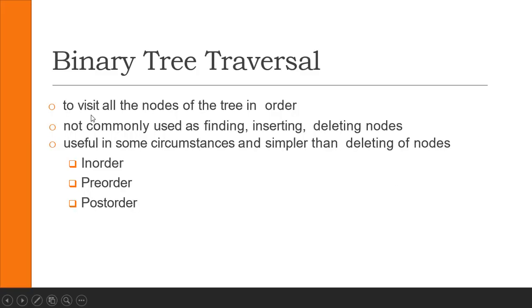On binary tree traversal, we have here the guidelines on how to follow the traversal. Although we have 3: in order, pre-order, and post-order. To visit all nodes of the tree is not commonly used as finding, inserting, and deleting nodes, but it is useful in some circumstances, and simpler than deleting nodes. But normally binary tree traversal is used in order, pre-order, and post-order.